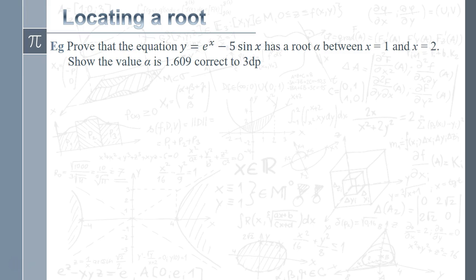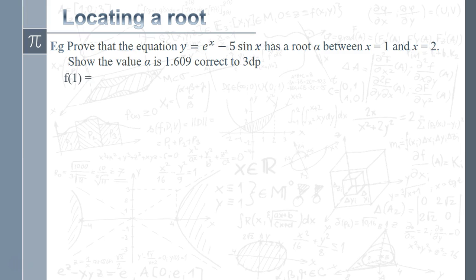And so what we're going to do is prove that the equation y equals e to the power x minus 5 sine x has a root between 1 and 2, as we're told. Then we're going to show that the value of that root is 1.609 correct to 3 decimal places, so two parts to this. Firstly, we've got to understand that if ever we're dealing with trig functions, then we're going to be using radians for our angles. That's a given. So here we go. Let's put some values in.